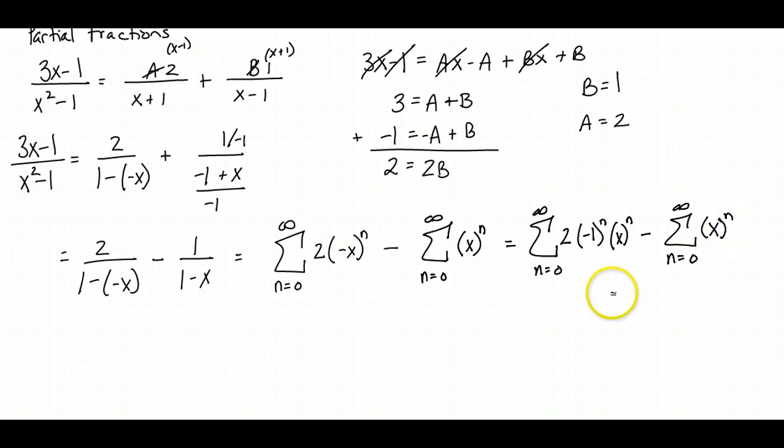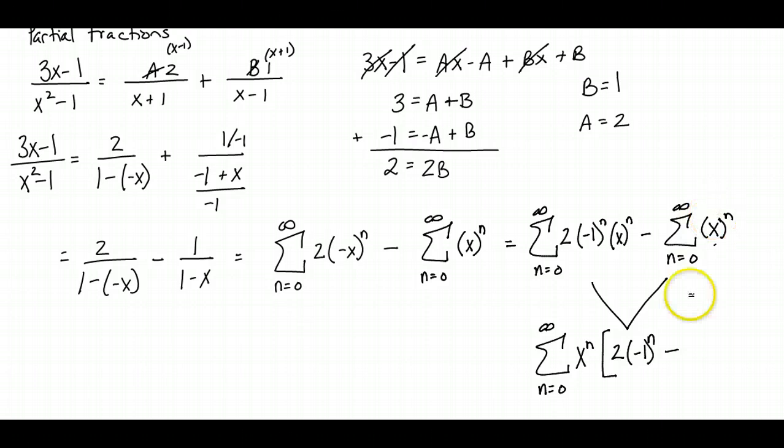So what I can do is combine these two things. I know that I have that common ratio, that common term, I guess, of x to the power of n. So n equals 0 to infinity, I have x to the power of n. And now what do I have to do to get back to this first term? It's 2 times negative 1 to the power of n. To get back to this, I just have to hold its place, so it would be minus 1.